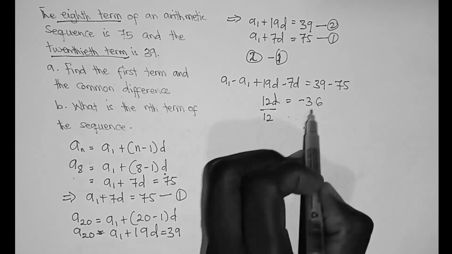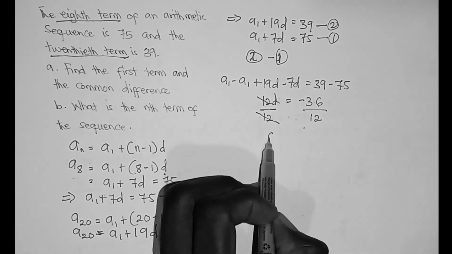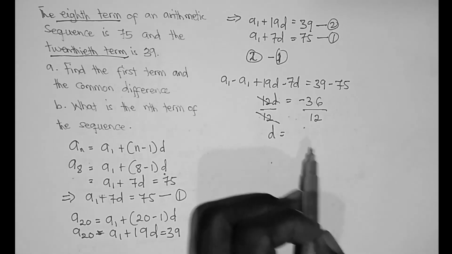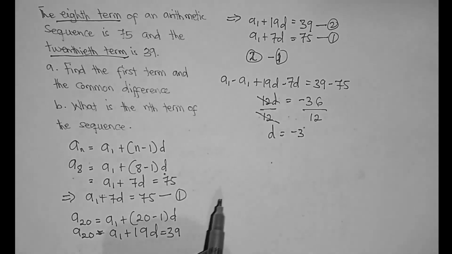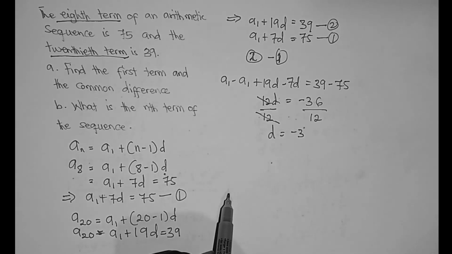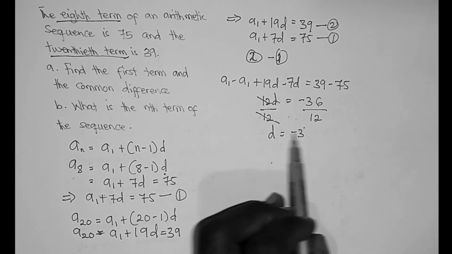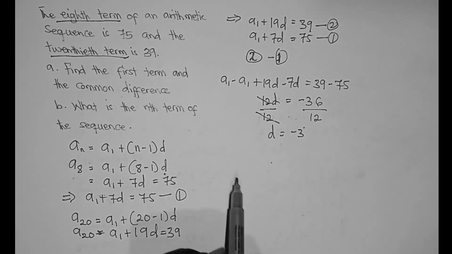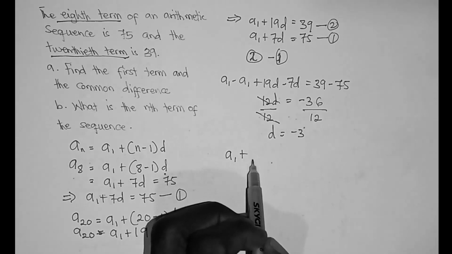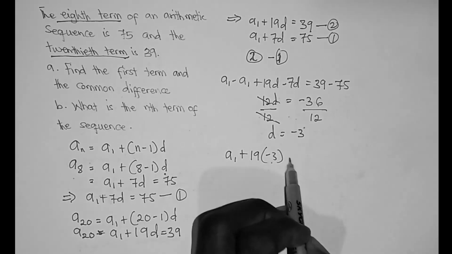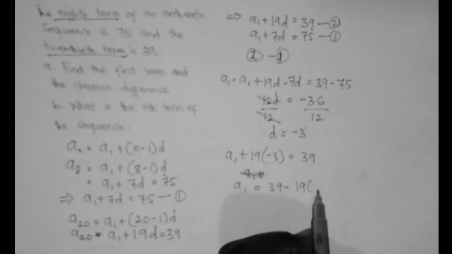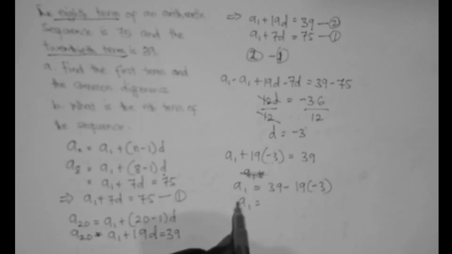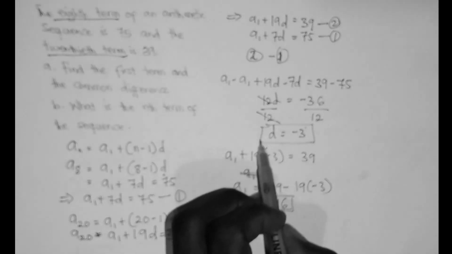So we can divide through by 12 and divide this side too by 12. So this 12 and this 12 cancel out, and d is equal to minus 36 divided by 12, which is minus 3. So now that we have found d to be minus 3, let's put d equals minus 3 into equation 2 to find the value of a1. So a1 plus 19d, and d is minus 3, equals 39. a1 is equal to 39 minus 19 times minus 3. So a1 is equal to 96. So we have the first term as 96, and we have the common difference as minus 3.